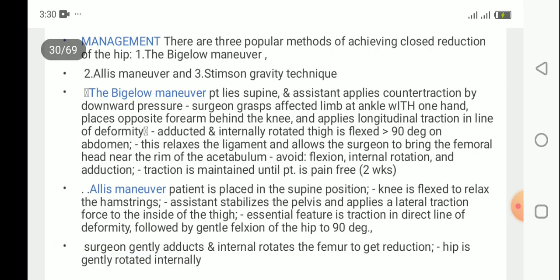Coming to the management, the popular management methods are closed reduction of the hip, that is the Bigelow maneuver, Allis maneuver and Stimson gravity technique. These are the management techniques used here.